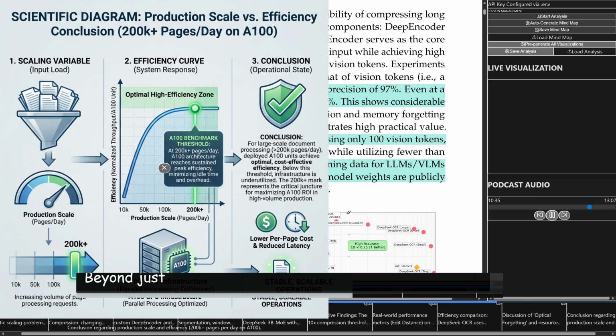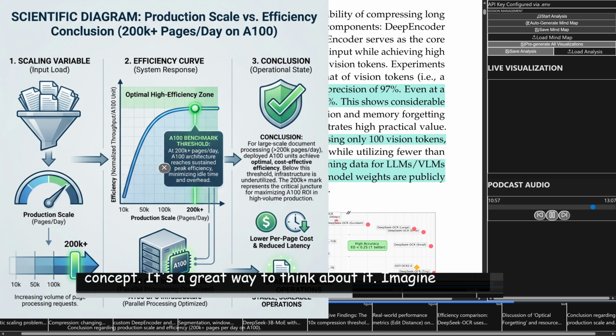Beyond just OCR. This is one of the most profound implications, I think. This ability to dynamically change the number of output vision tokens, 64, 100, 256, 400, it lets the optical compression mechanism act as an analogy for how humans manage long-term memory. Optical forgetting. I love that concept. It's a great way to think about it.